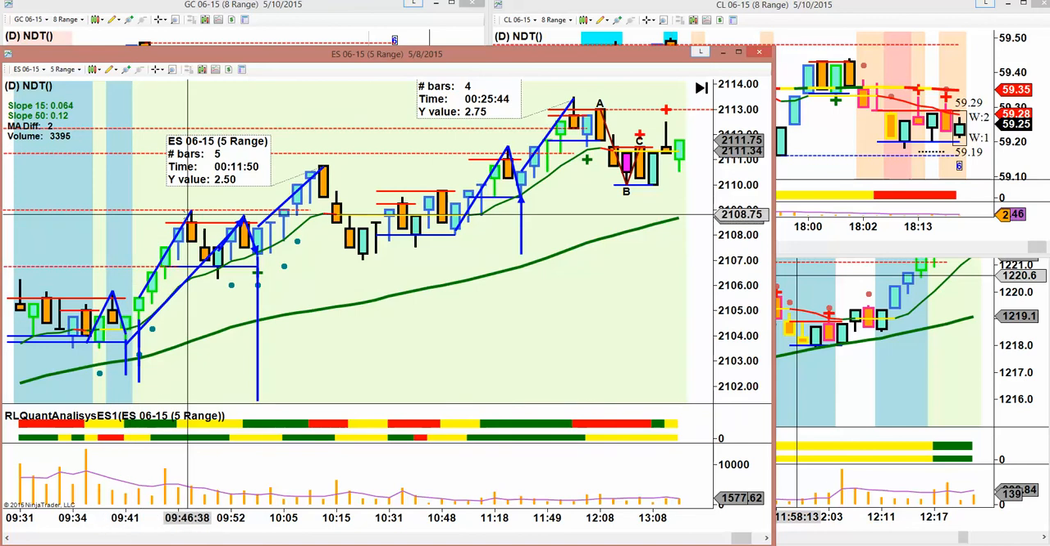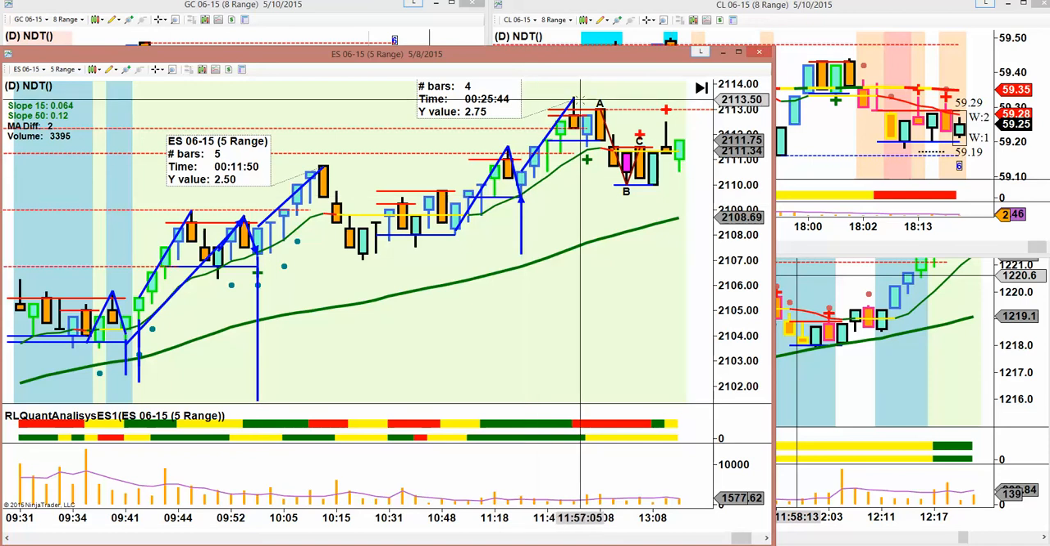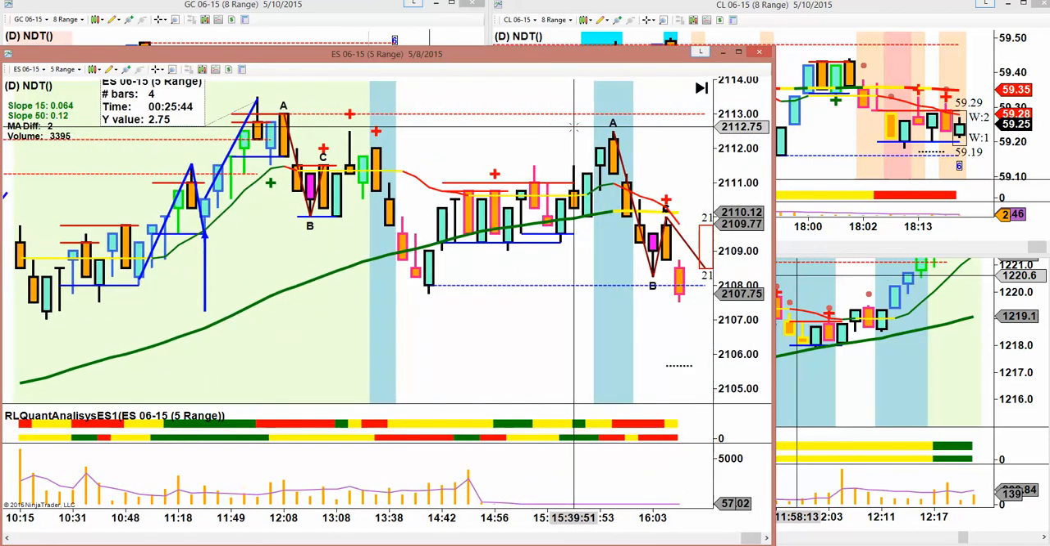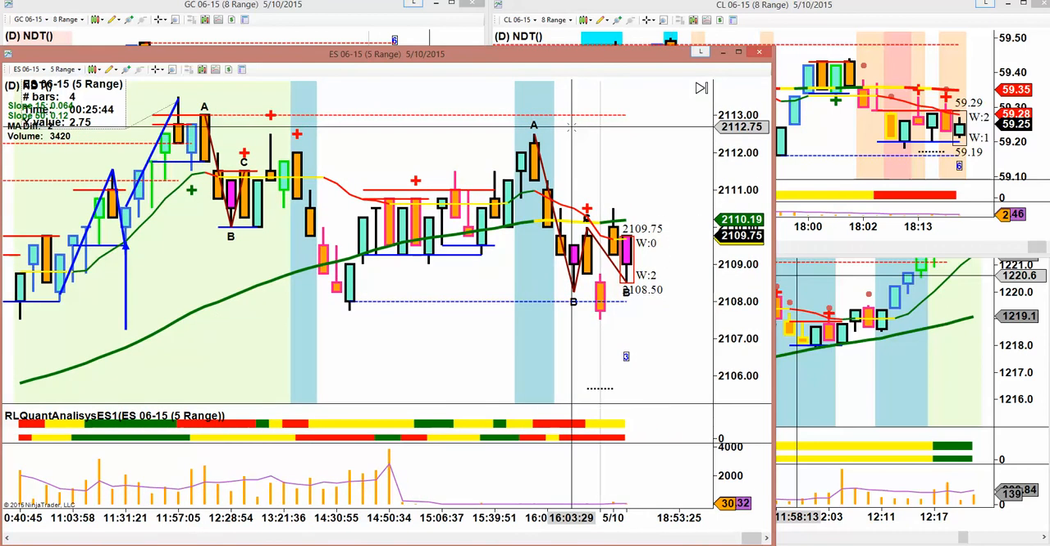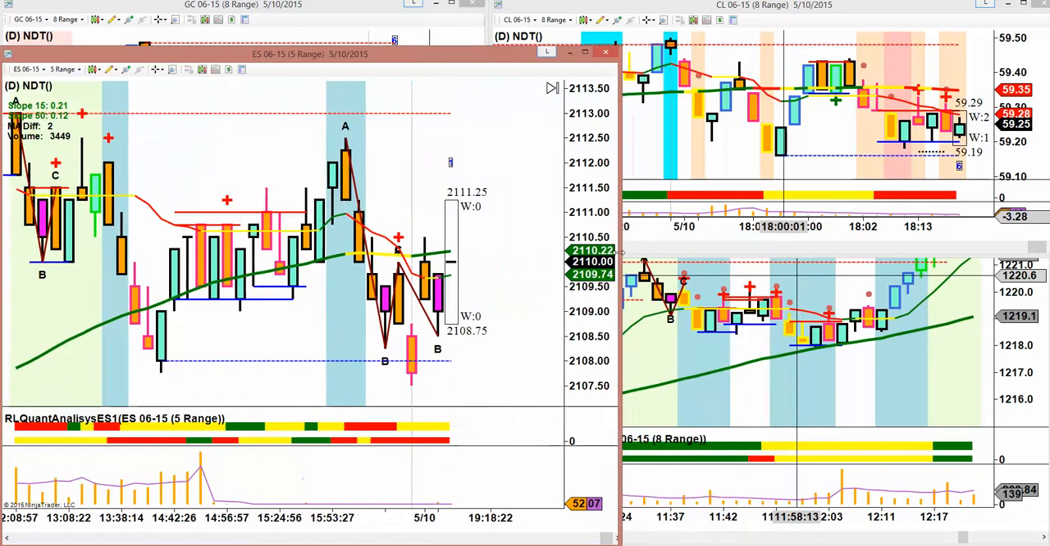We couldn't get the trade. This one, it came right back to support, and we rode it up. And that's the end of the day. So what I'm going to do is I'm just going to move to a different market.